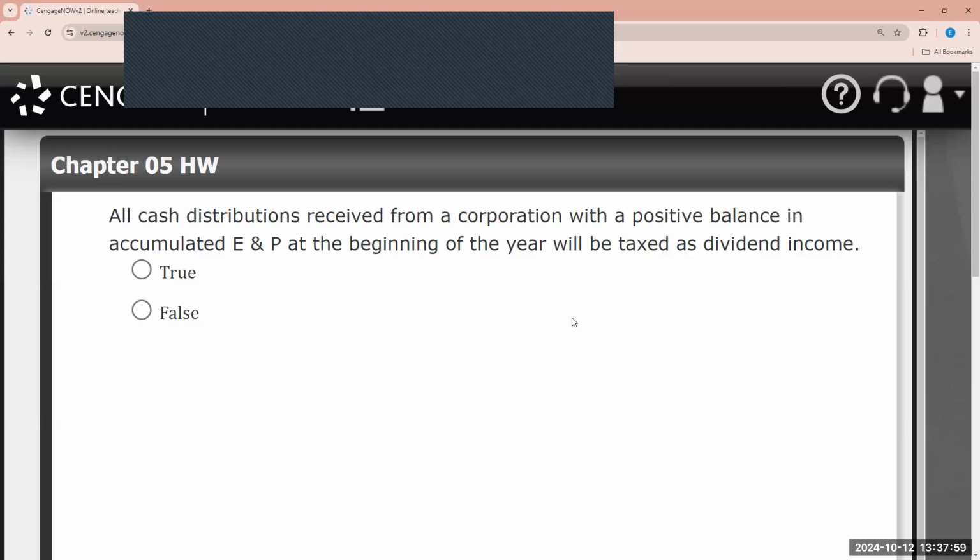Here it states all cash distributions received from a corporation with a positive balance in accumulated E&P at the beginning of the tax year will be taxed as dividend income. This is also false. Why? If there's a positive balance in accumulated E&P at the beginning of the year, it does not guarantee dividend treatment for distributions. If there's a deficit in current E&P during a year, then dividend treatment may not result at all.